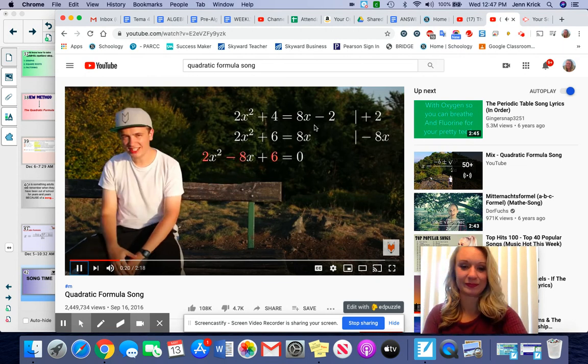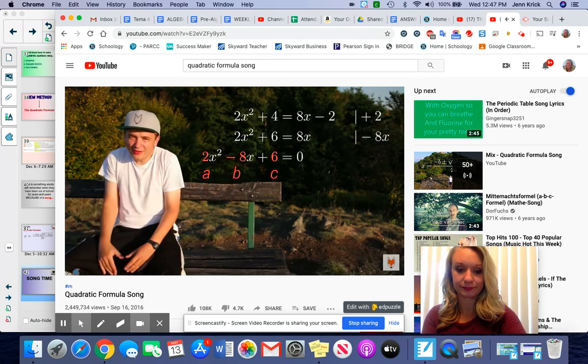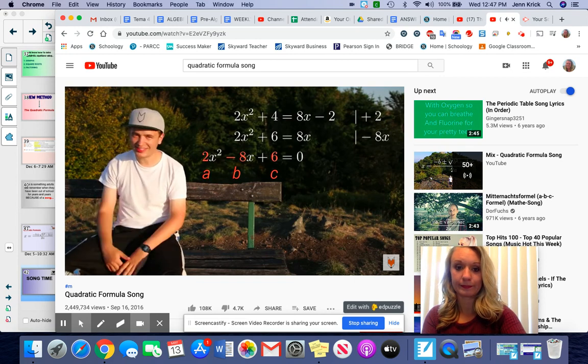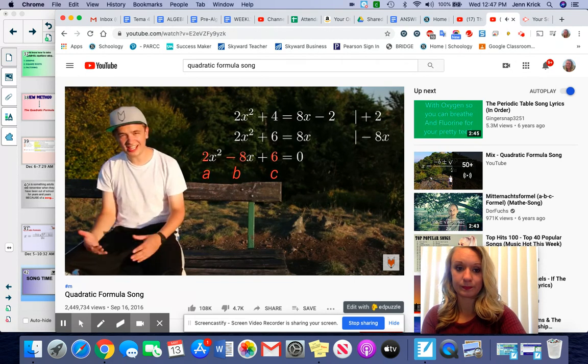Take the coefficients, name them A, B, and C, and if you know the right formula, you will see that you get the solution in the very next step. Just sing the song in your head.